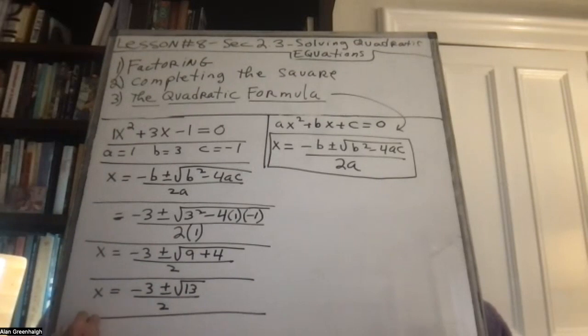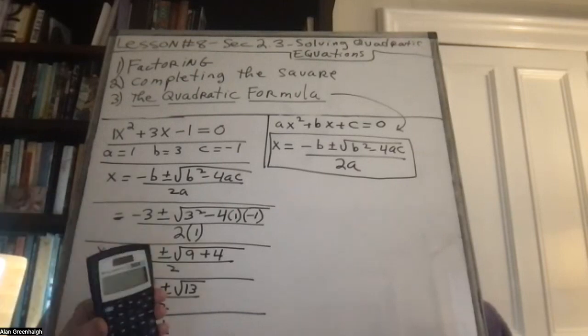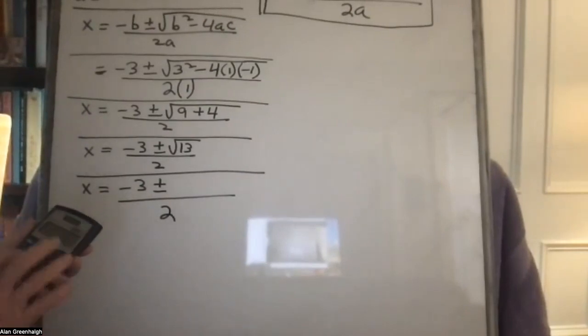Now, in my opinion, the next thing you would go about doing is to find the square root of 13. So that's what I'm doing now. Take the calculator. Clear it from the previous work that you were doing.